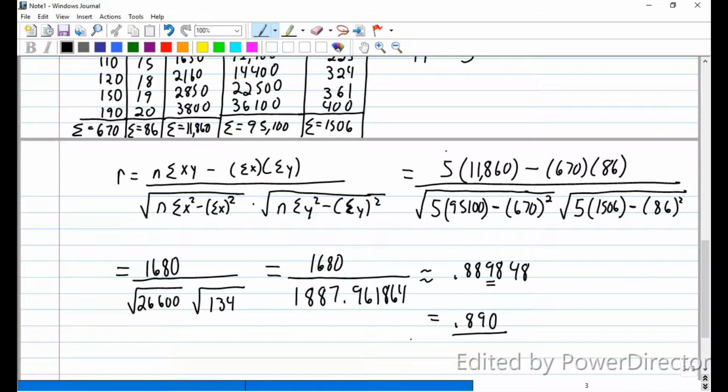Okay. Did you get the numerator and the denominator? I got the numerator. Probably not the denominator. Let's see.